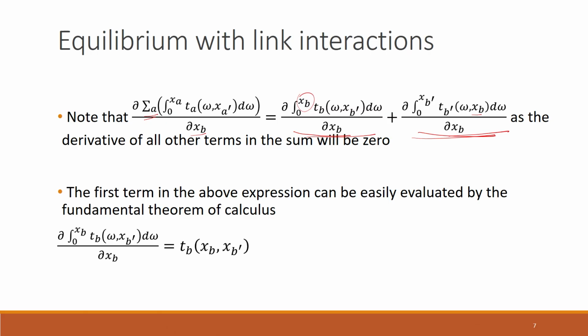So, the first term in the above expression, the one we are talking about, can be easily evaluated by the fundamental theorem of calculus. So, this one can be easily written as this here. Okay. If you don't recall the fundamental theorem of calculus, I suggest that you check any standard text on calculus. So, this term we can easily simplify in this form. This is just the travel time on link b, and since it is a function of the flow on link b and the flow on the link opposite to link b, which is b dash, that is why we get this.